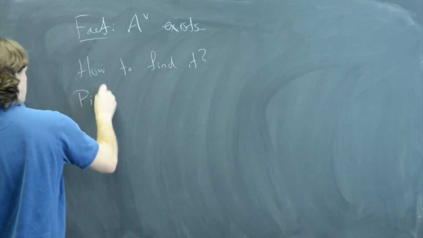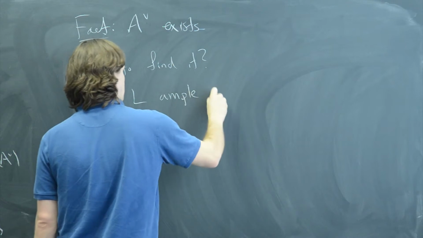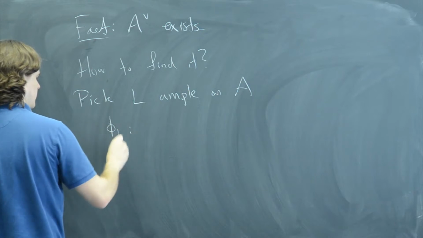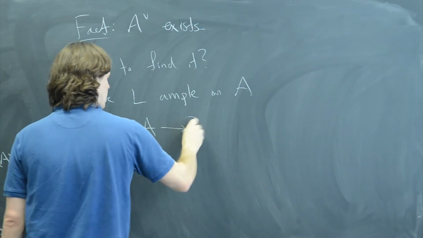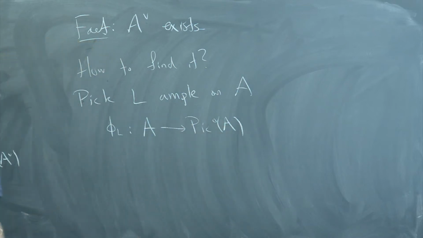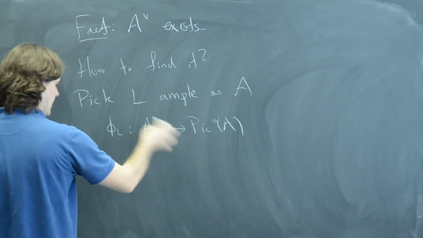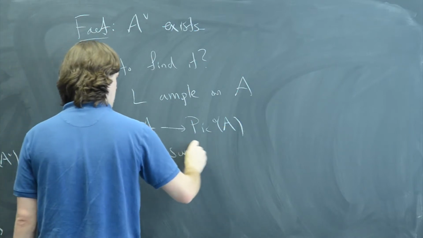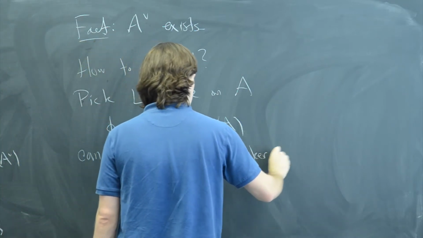So pick an ample bundle L on our abelian variety A. Then we have this map phi L that I've defined a few times now, which goes from the points of A to Pic⁰ of A. Now, if you remember, over the complex numbers this map we showed was actually an isogeny of complex tori. And you can prove in this situation, this takes work, that this map is surjective and has finite kernel. I'll call the kernel K of L.